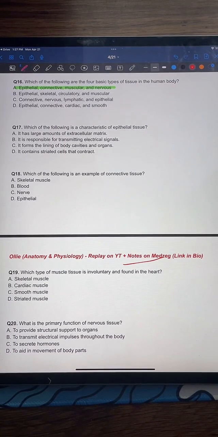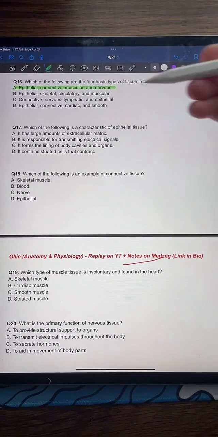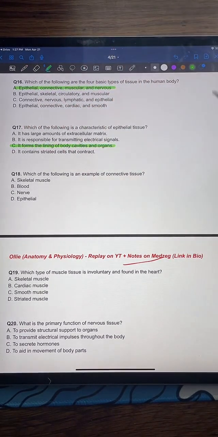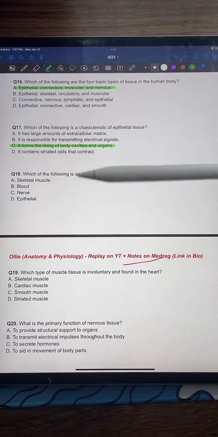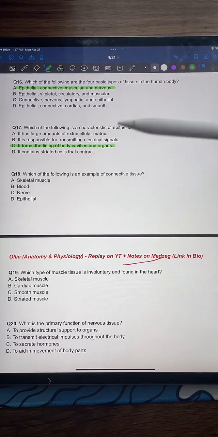Number 17. Which of the following is a characteristic of epithelial tissue? The answer is C. It forms the lining of body cavities and organs. So epithelial tissue forms body cavities, organs, helps form glands.